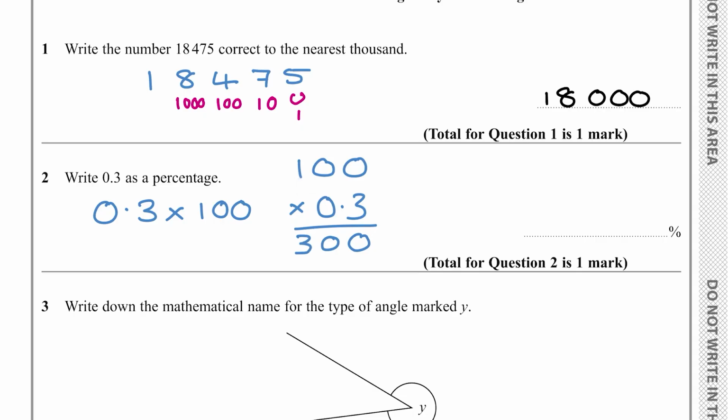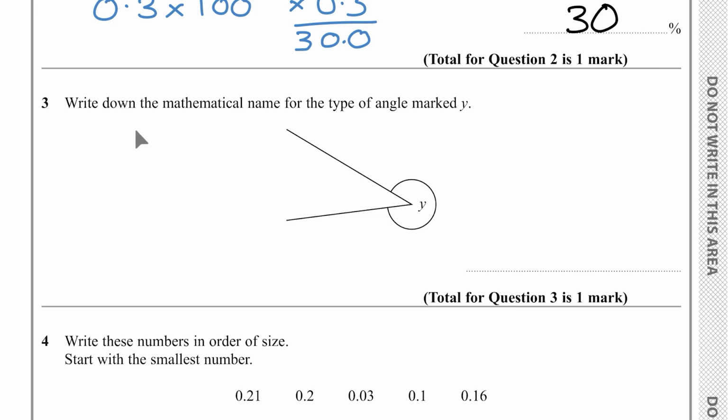Now, the little trick I was telling you about, you count how many decimal places are in the whole calculation, and there's just 1, so that's where you put the decimal point. If there were 2 decimal places, you put it 2, and that gives us an answer of 30%. We haven't got to write the percentage because look, that's there for us.